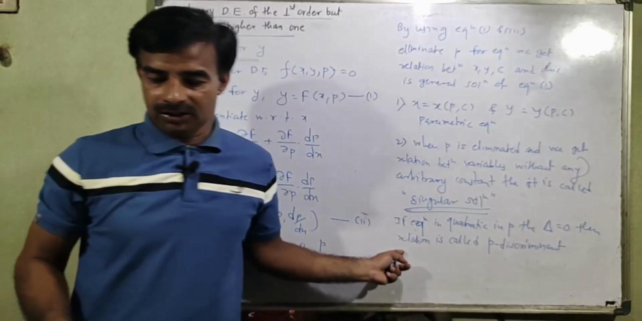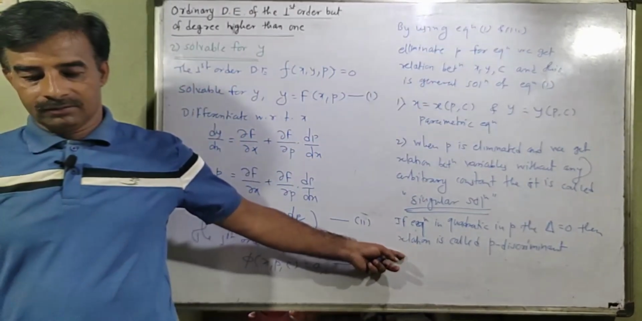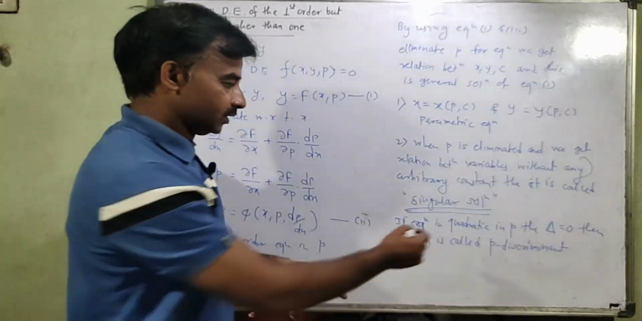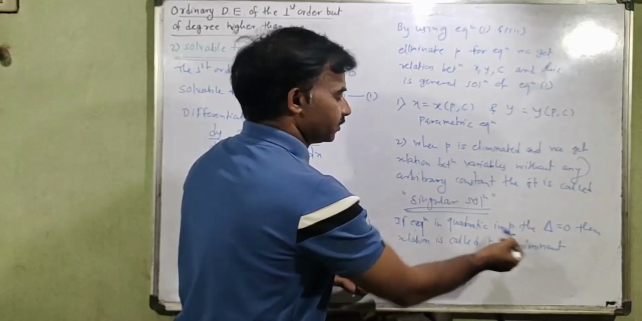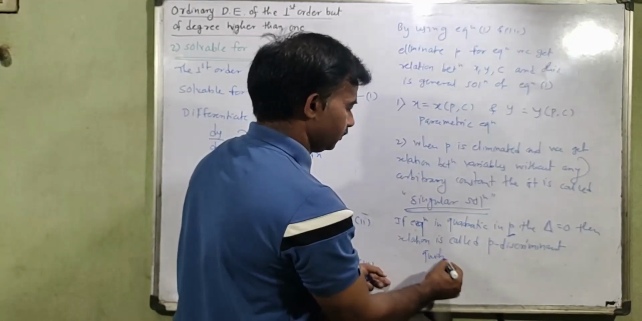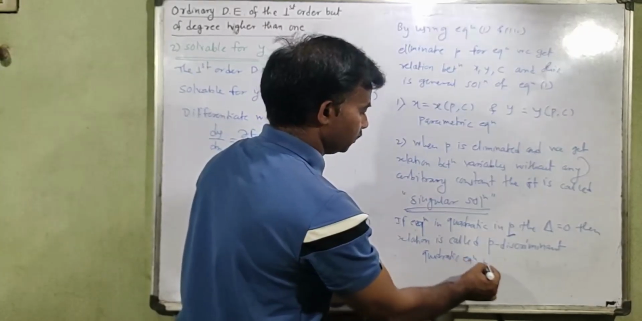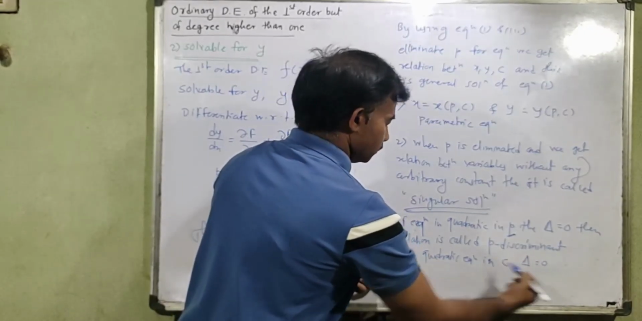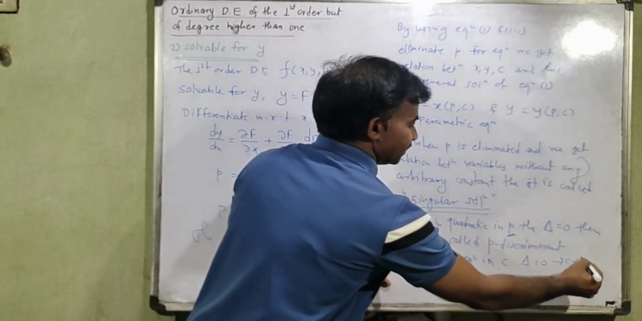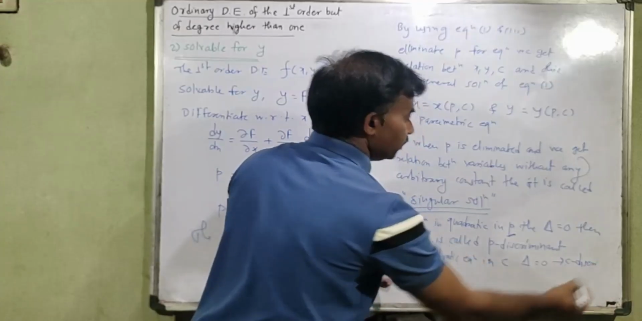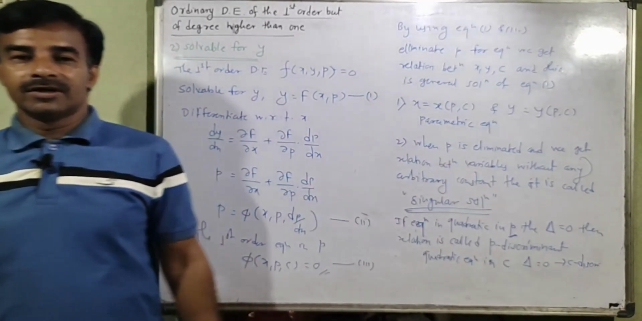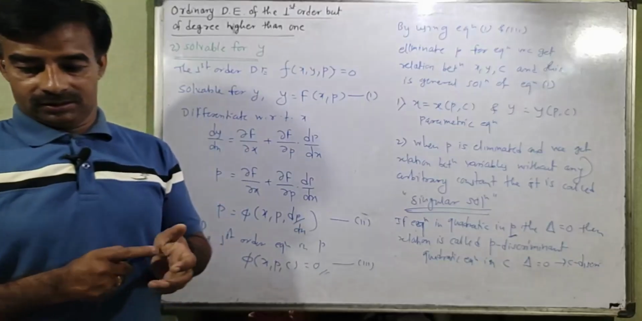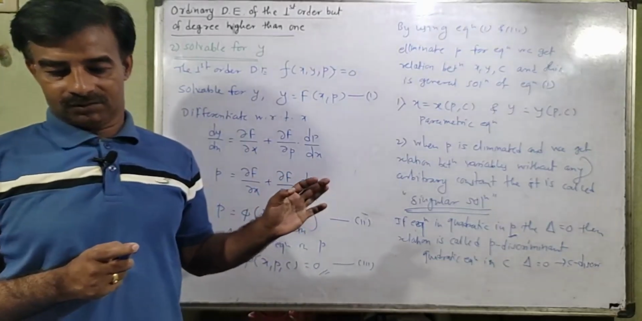P discriminant. If it is a quadratic equation in C, similarly here a quadratic equation in P, then a quadratic equation in C, then delta, the discriminant, is equal to 0, and it is called the C discriminant. And this C discriminant relationship is nothing but a singular solution.